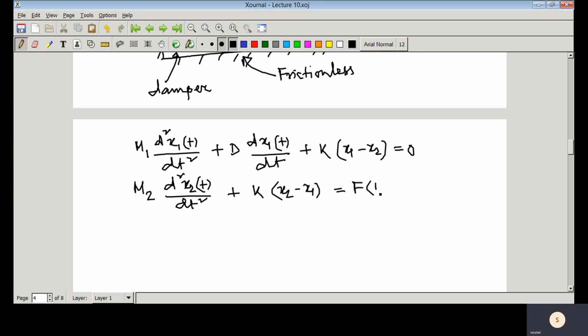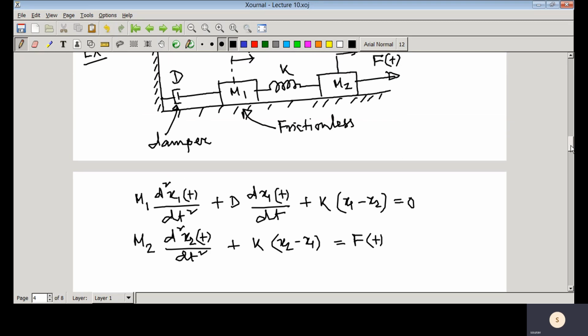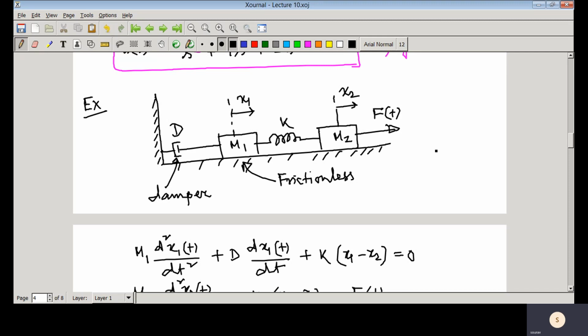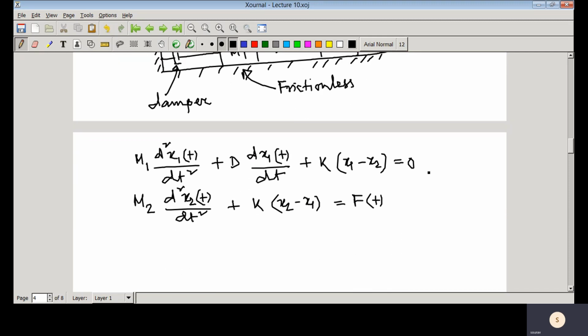Equal to the applied force. So now you can see that if you have one physical system like that, two masses, one spring and one damper, you can represent it just by writing two differential equations. So now our objective is to represent this particular system in state space form.